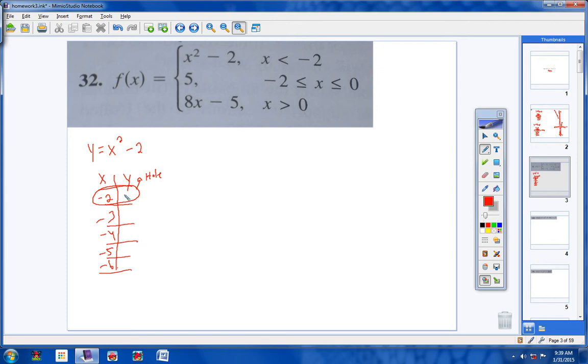Okay, negative 2, that's 4 minus 2 is 2. Negative 3 would be 9, 9 minus 2 is 7. Negative 4 would be 16 minus 2 is 14. This would be 23, and this would be 34. We don't need all of those, but there they are.